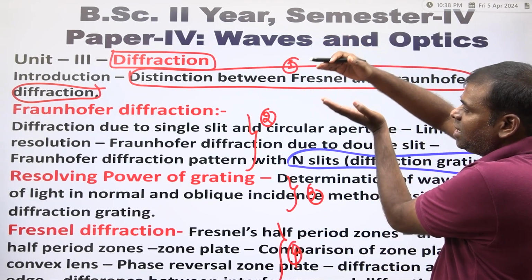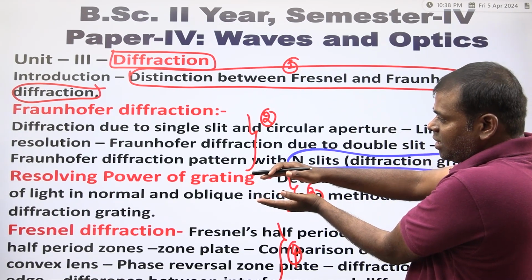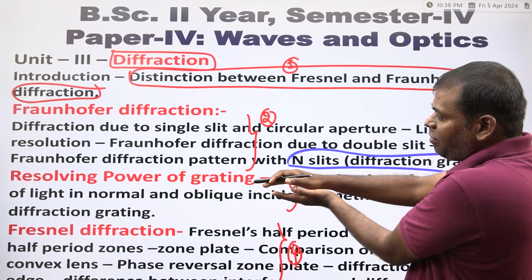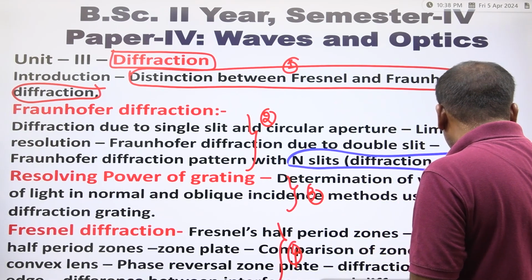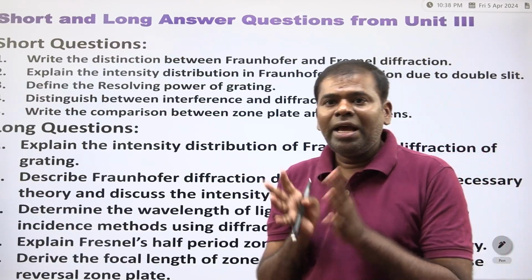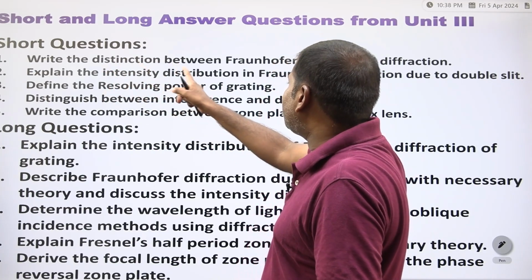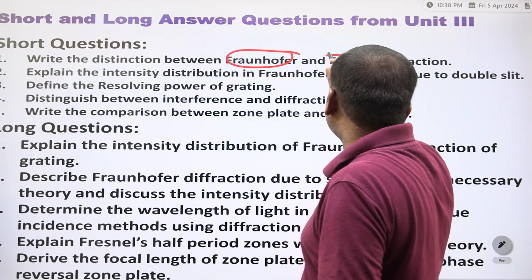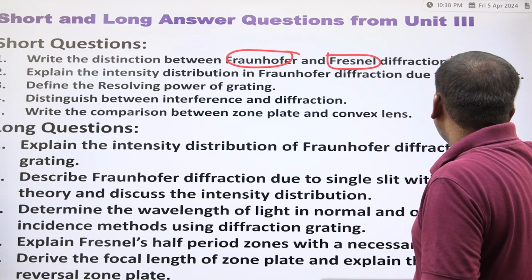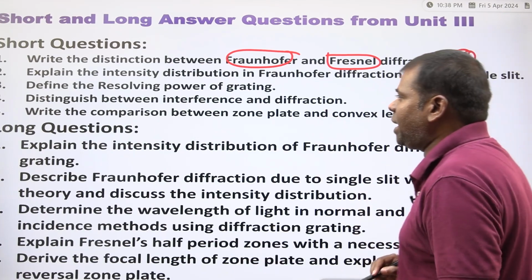One is introduction, another one is Fraunhofer diffraction, third one is grating and resolving power of grating, the fourth one is the Fresnel diffraction. Now we will see how the questions will come in the third unit. First, write the distinction between the Fraunhofer and Fresnel diffraction. This is very, very important. You have to write the differences between Fraunhofer diffraction and Fresnel diffraction.